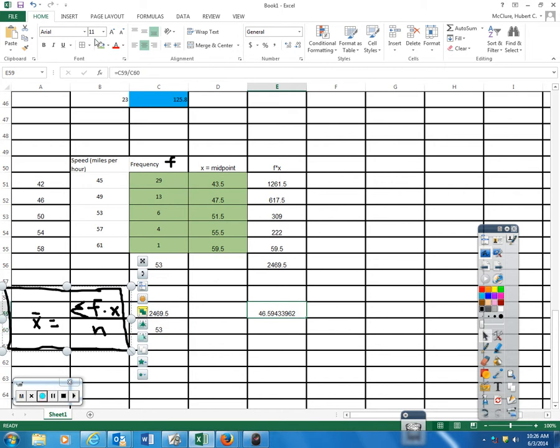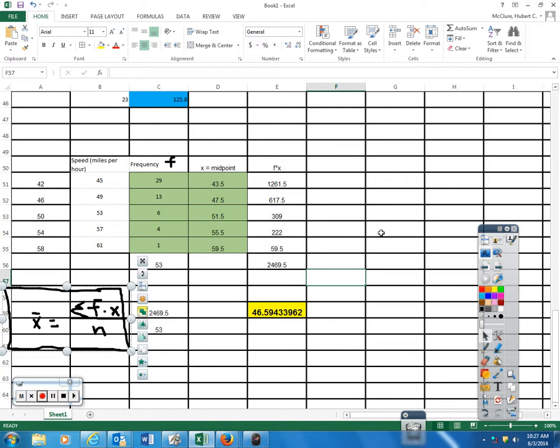Now, put that bold, and we'll also make it a little bit bigger, and we'll color it yellow, or yellow, depending on where you're from. And that's your mean.